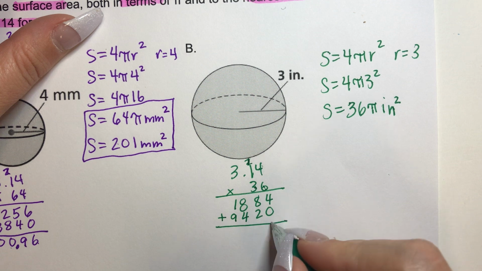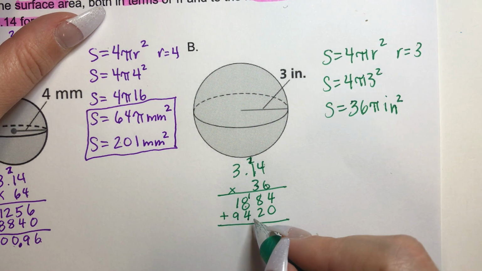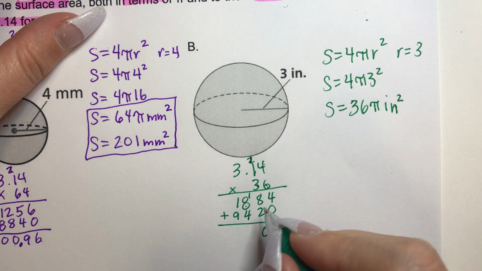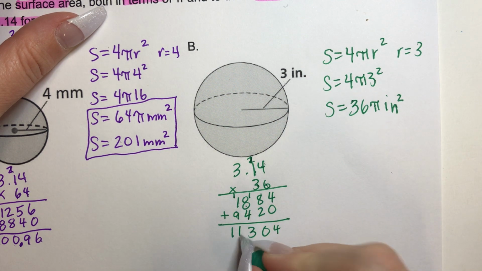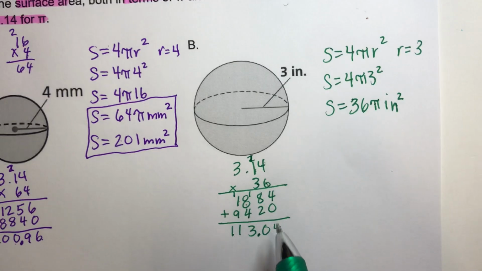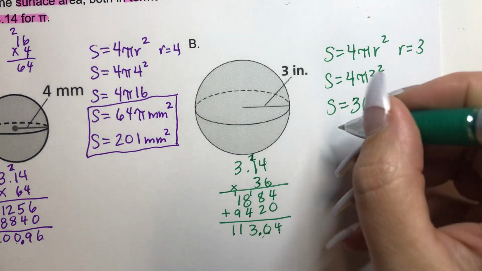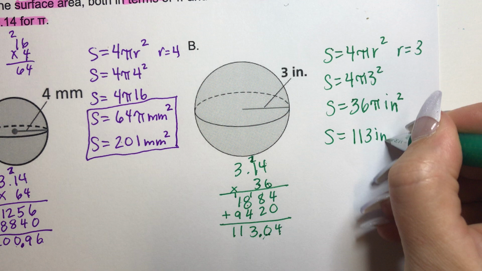Then we add 4 plus 0 is 4. 8 plus 2 is 10. Write the 0, carry the 1. 4 plus 8 is 12, plus 1 is 13. Write the 3, carry the 1. 9 plus 1 is 10, plus 1 is 11. 2 decimal places here, so we'd have 2 decimal places here. We'd round to the nearest tenth. This is the tenths place, so we look at the hundredths. This is not 5 or above, so it does not round, so it stays the same at a 0, which means that the surface area is just 113 inches squared.